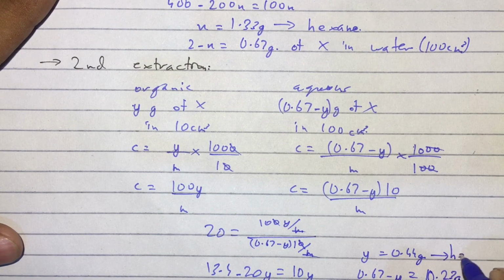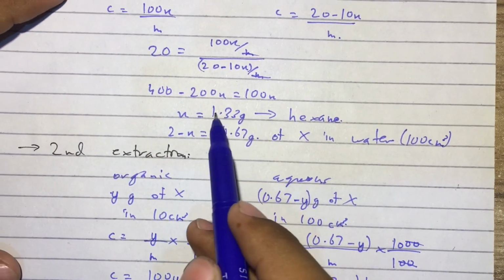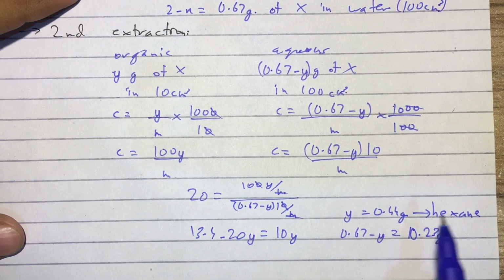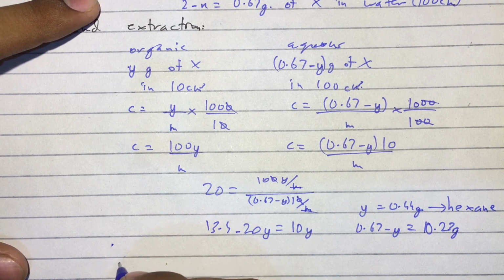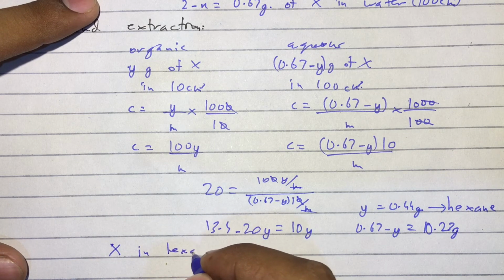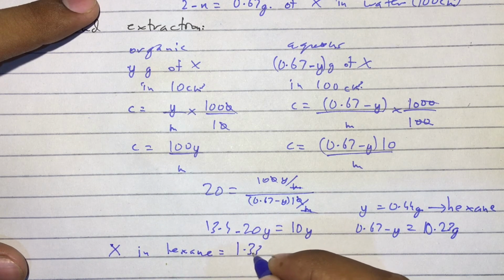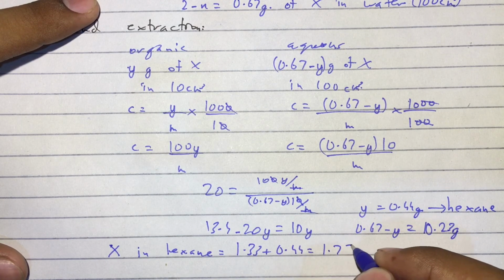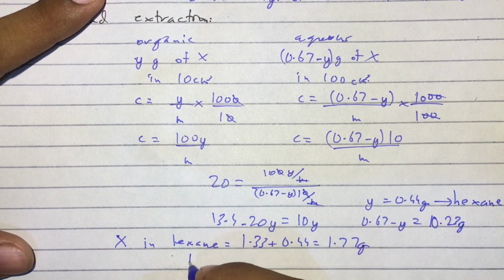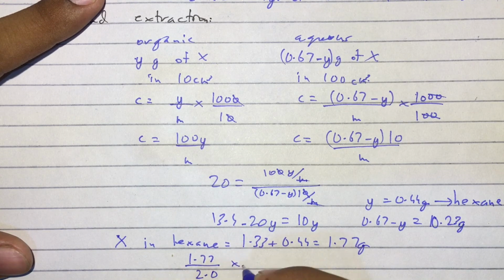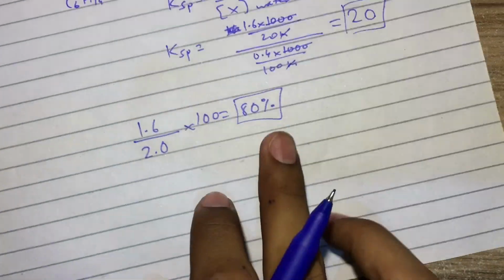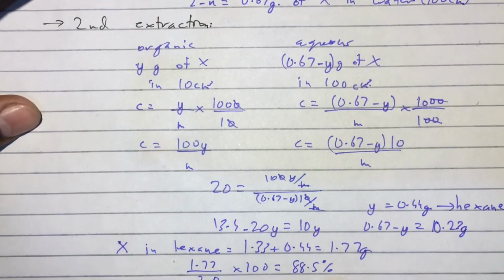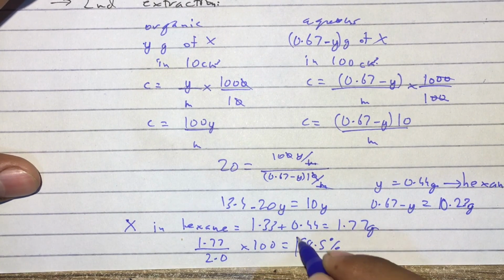So in hexane, first we got 1.33 grams, then we got 0.44 more. So in two successive extractions, the total amount of x in hexane that we got was 1.33 plus 0.44, that is 1.77 grams. To find the percentage extraction, it's 1.77 upon 2.0 times 100, which equals 88.5%. Earlier we only had 80% extraction. Using the successive extraction method, we got 88.5%. So this increased the percentage.